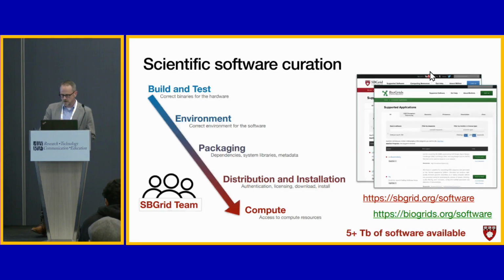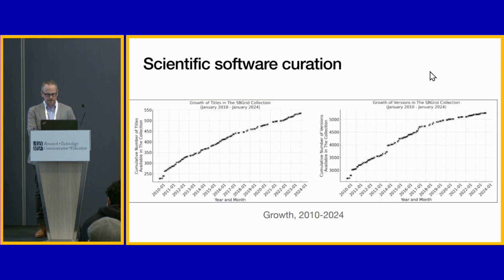I just want to note that we actually have two collections of software. We have SBGrid, but we have another collection called BioGrids. We have a team of bioinformatics pros who build and install software for bioinformatics. I don't know what most of these things do. A lot of them end in seek, and I'm lucky that they do. It's primarily in use at Boston Children's Hospital and HMS for processing bioinformatics data. But when you add up everything that we're distributing, we're currently supporting more than 5 terabytes of software.